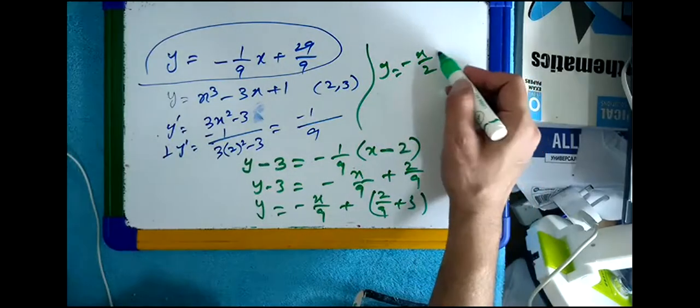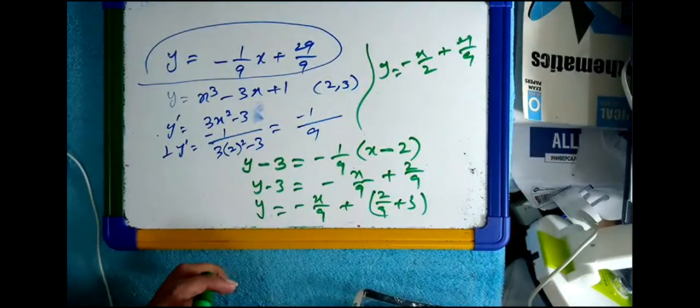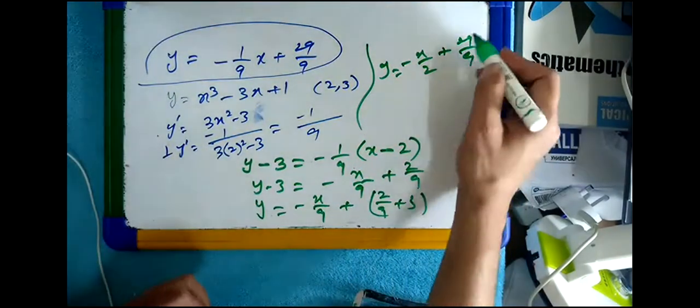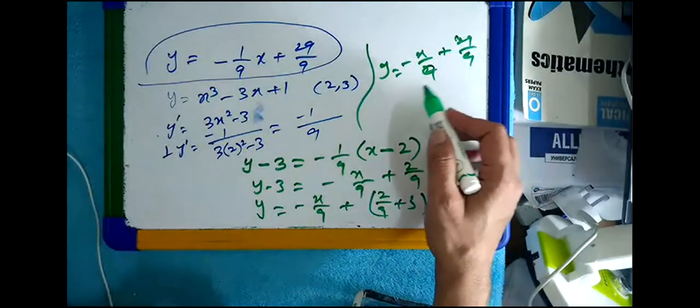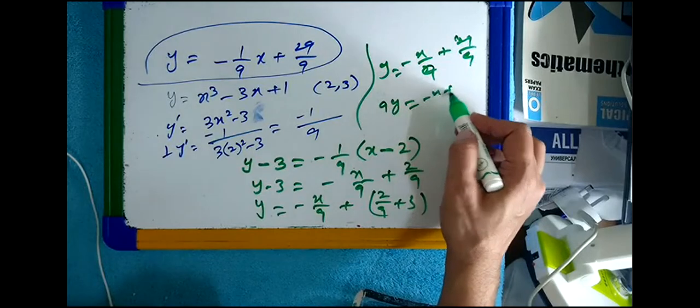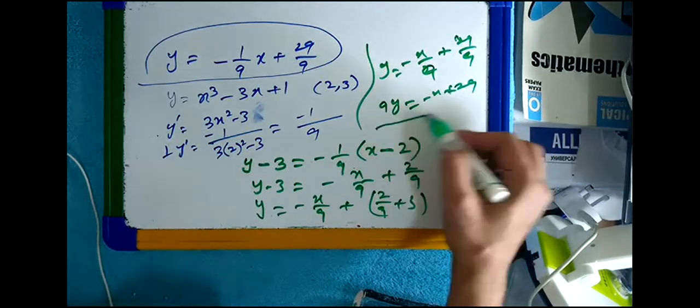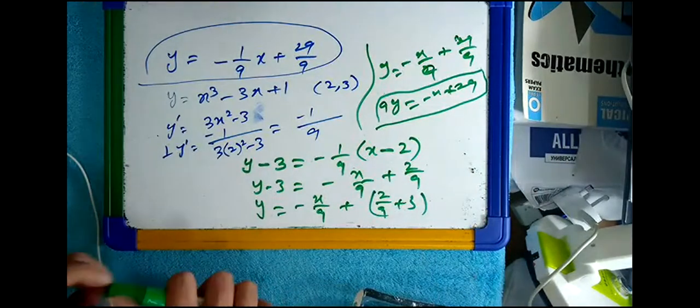Yeah, you are right. I made some mistake before. This is the correct answer. So finally, if you multiply the whole equation by 9, you will get 9y equals minus x plus 29. In this form, you will show it in the exam. Okay, all right. Well done.